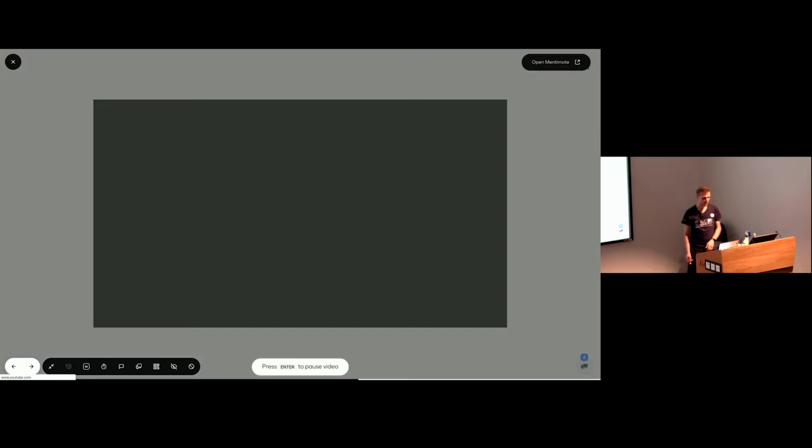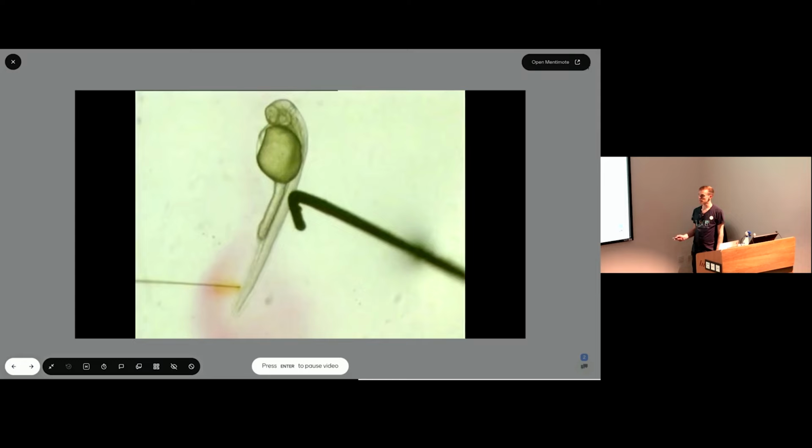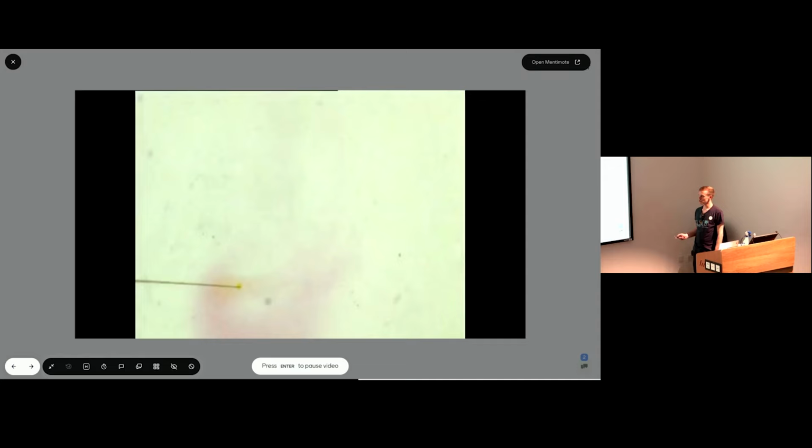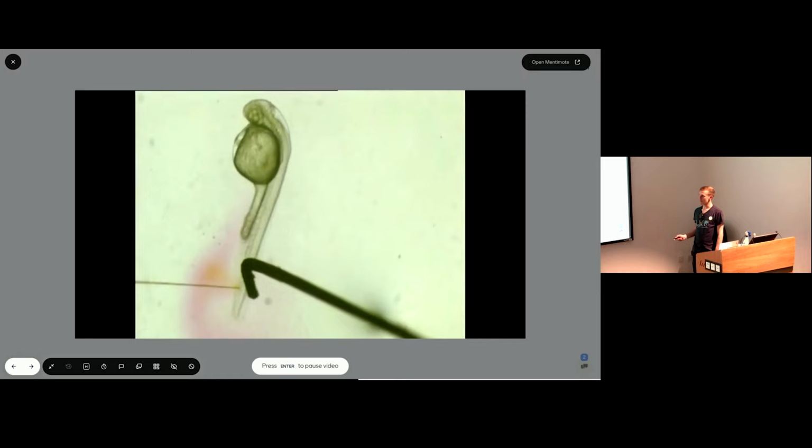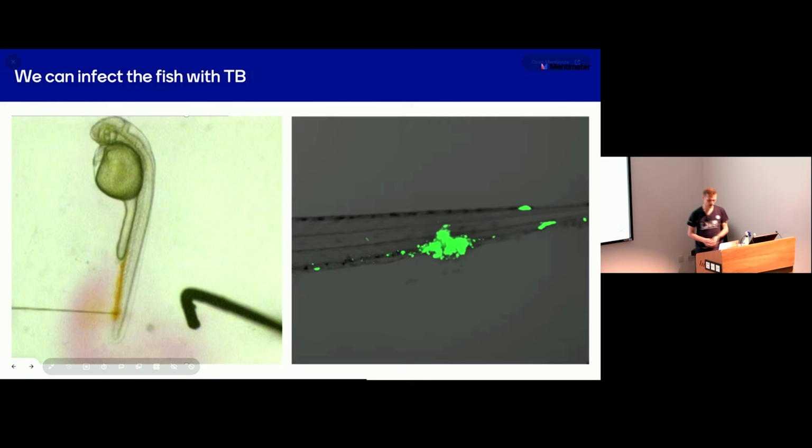And then what we can do is fill a needle here with some bacteria, and there's just a red dye so that you can see it. We can take the fish, push it onto the needle with the hockey stick, and then inject. And then you can see the bacteria go up into the bloodstream. A couple of days later, you can see the bacteria growing in the fish under the microscope. So these are the bacteria in green, and you can see the tail of the fish in gray.